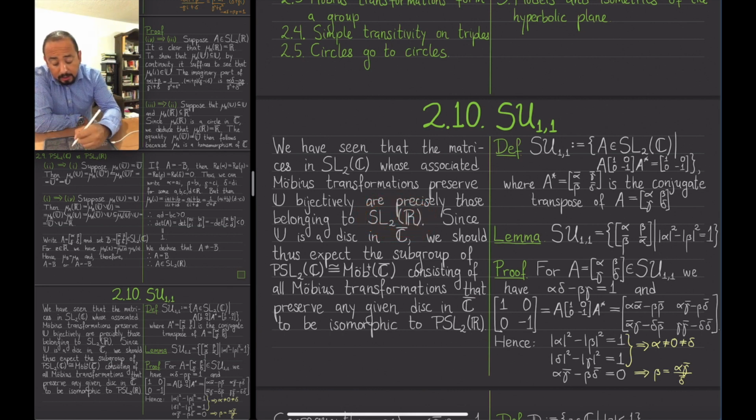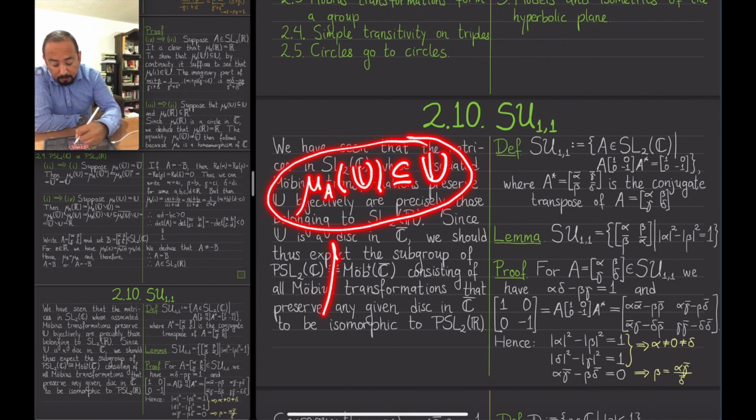So here, when I emphasize that those are Möbius transformations that preserve U bijectively, I emphasize it so that one doesn't get confused into thinking that we consider all Möbius transformations such that mu A of U is contained in U, so that U is preserved. I emphasize it so that we know that we are requiring that the preservation is bijective, so that not only does this hold, but actually one has equality.